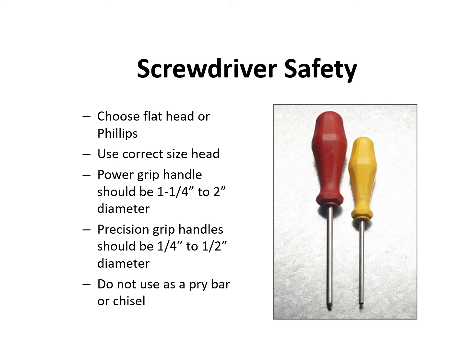If the task requires a power grip, make sure the handle is 1 and 1/4 to 2 inches in diameter. It does not have sharp edges and has a soft surface. The correct handle size is needed to comfortably wrap your hand around the handle. Precision handles should be 1/4 of an inch to 1/2 inch diameter to easily operate the screwdriver with your fingers. Never use a screwdriver as a pry bar or chisel. You could bend the tip or shatter the handle.